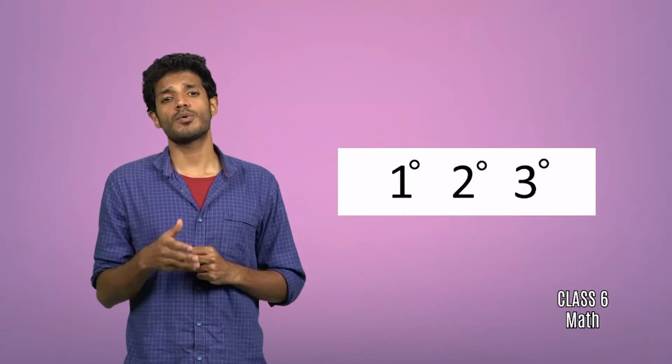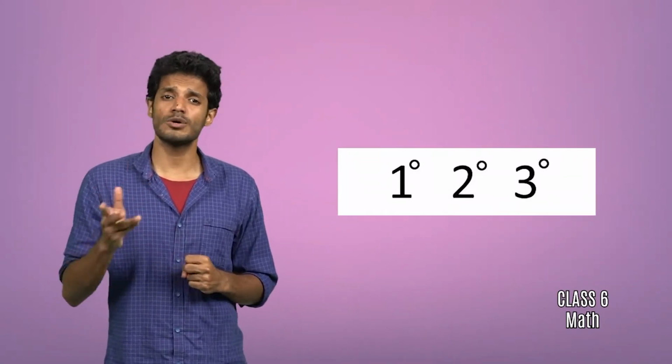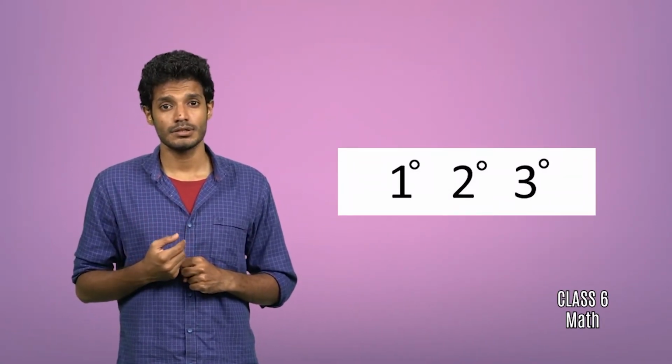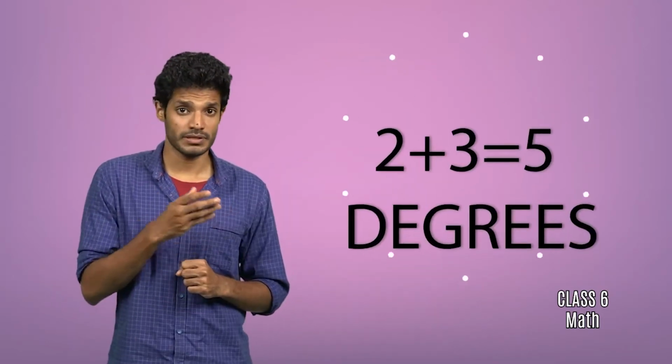An angle twice as large would be 2 degrees. Thrice as large would be 3 degrees. Just like we add millimeters, we can add degrees as well. 2 plus 3 degrees is 5 degrees. But Notes Nanda, how do I measure the number of degrees? Only then I can add, subtract and all that, no?